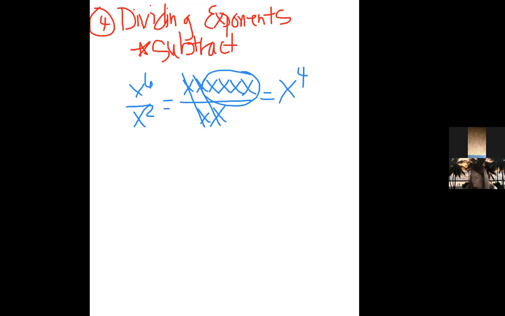Okay, let's take a look. Well, what happens if it was reversed? So what if you had x squared over x to the 6th? Well, now if we did this 1, 2, 3, 4, 5, 6, and 1, 2, whoop, wrong way, back that thing up.